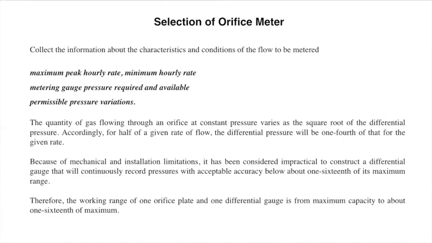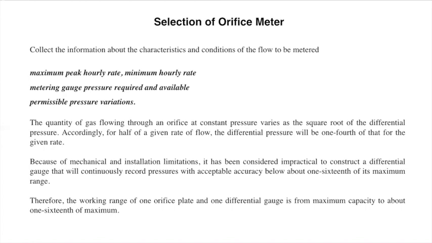Now I'm moving to the selection of the orifice meter. As I discussed, while you select any flow meter, you have the maximum flow rate range and temperature, as I said in the first slide. So it's the maximum flow rate range which needs to be decided for a kind of flow meter. Here you see that the following information is collected about the characteristics and condition of the flow which is to be metered. We need the maximum peak hourly rate and minimum hourly rate. In this way, we decide whether this orifice meter is applicable for that maximum peak hourly rate and minimum hourly rate or not.